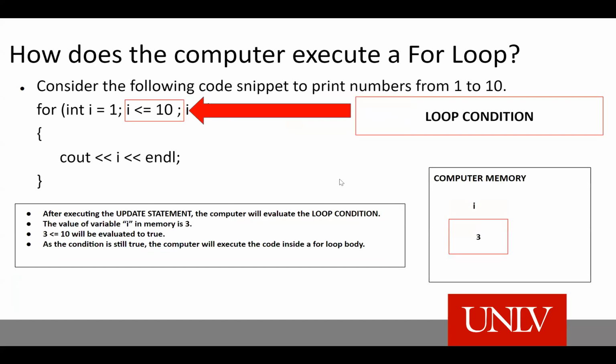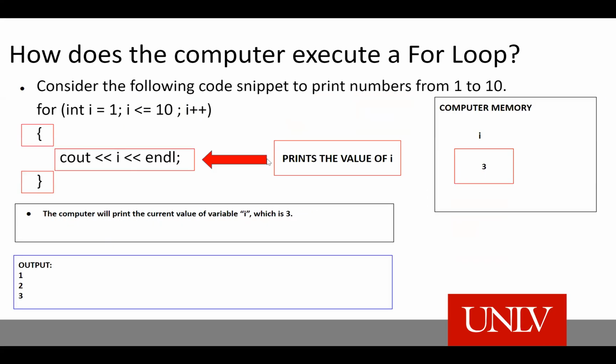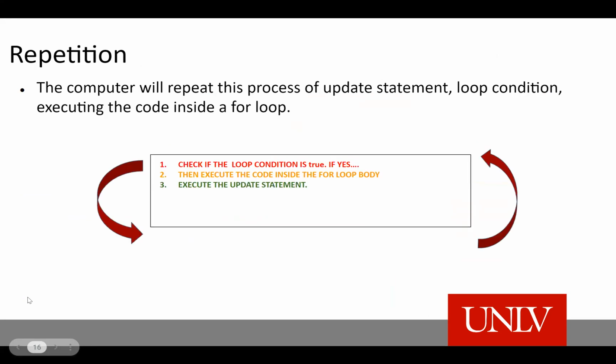And as soon as that happens, again, the computer will evaluate the loop condition. The current value of i inside memory is 3. 3 is less than or equal to 10, which is true. The computer will go inside the for loop body and print the value of i. So as of now, we have executed the loop 3 times and we can see the output 1, 2, and 3.